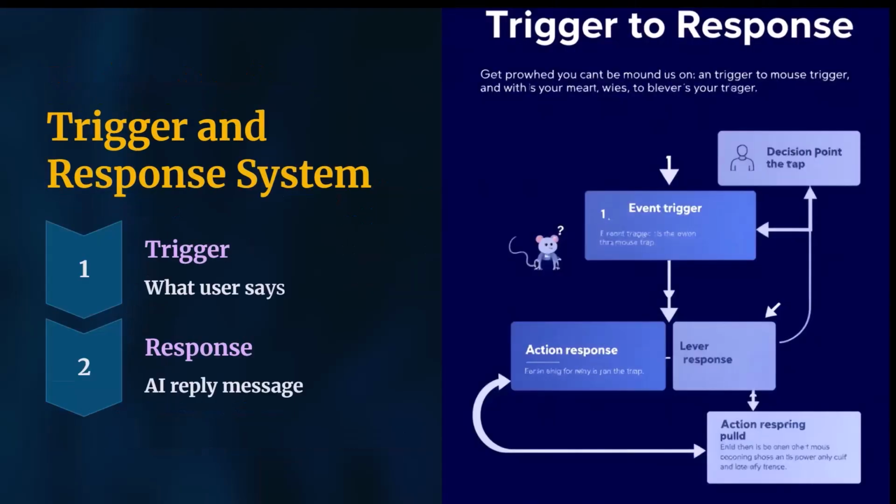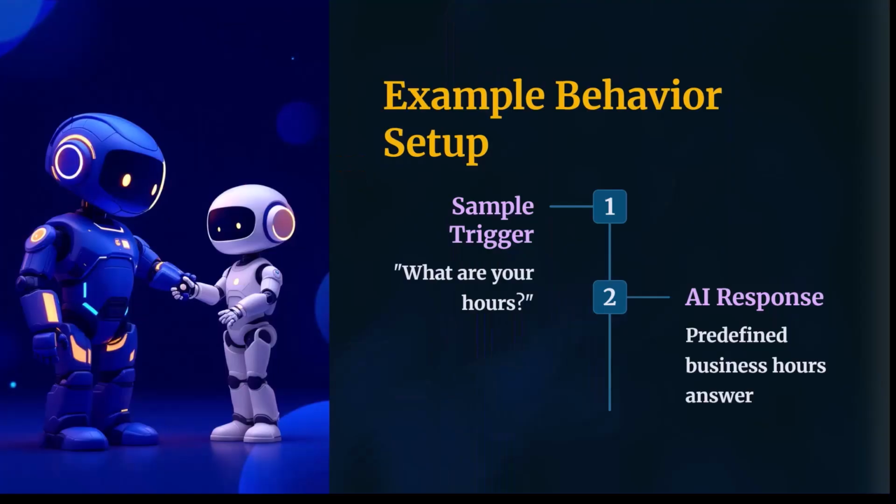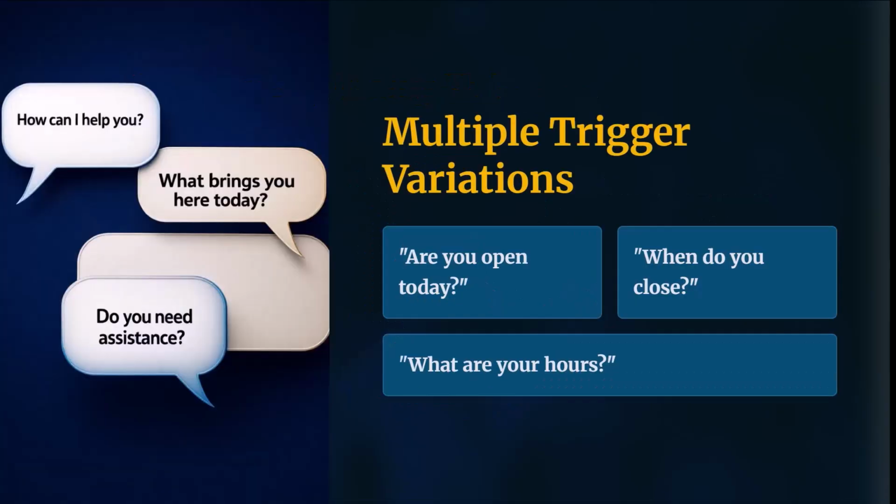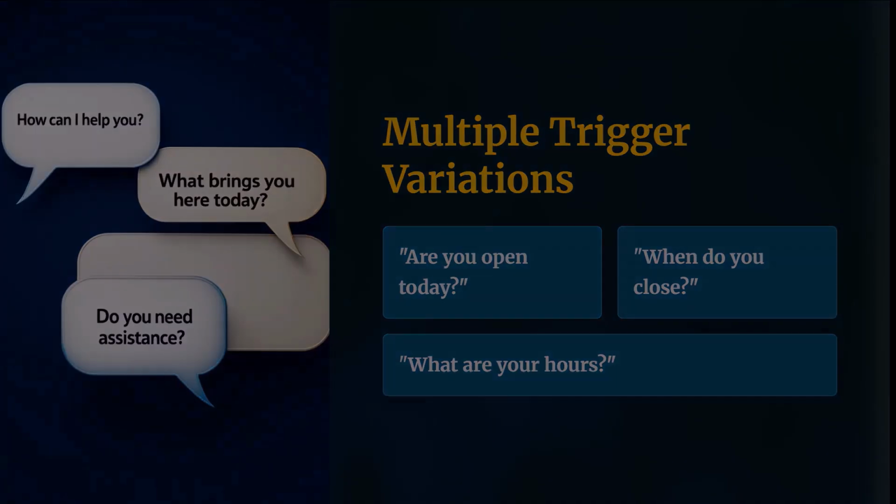Each behavior has a trigger and a response. The trigger is what the user says, like "What are your hours?" And the response is what your AI will say in return. You can create multiple triggers per behavior to cover different phrasings. For example, "Are you open today?" "When do you close?" "What are your hours?" All of these can point to the same response.